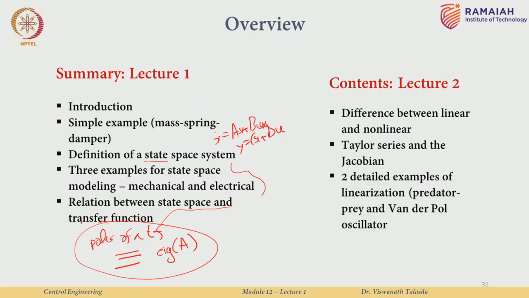So, what we are going to do in the next lecture is, since we are saying that state space can handle linear or even nonlinear systems, we will look at what are the basic differences between linear and nonlinear systems. We will look at why it is important to linearize a nonlinear system, and there are really good reasons for doing so, because handling nonlinear systems is extremely difficult, and we will look at the technique of the Taylor series to linearize a nonlinear system, and finally we will conclude with two really nice examples.